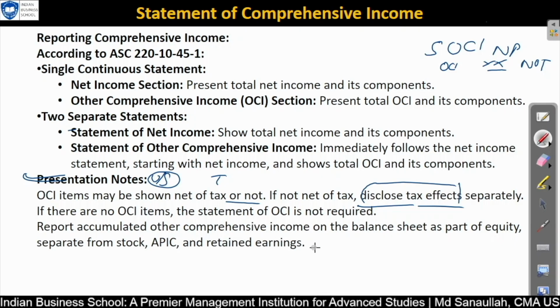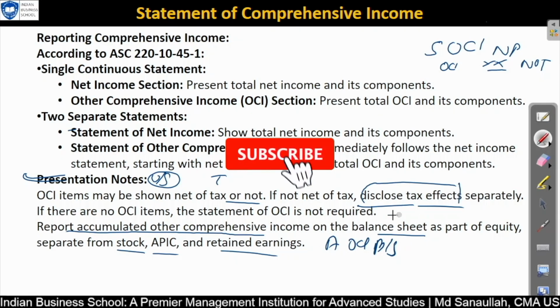Report accumulated OCI in the balance sheet, as I have been telling. Accumulated OCI will go to your balance sheet as a part of equity, separate from stock, APIC and retained earnings. Same thing I have already explained.